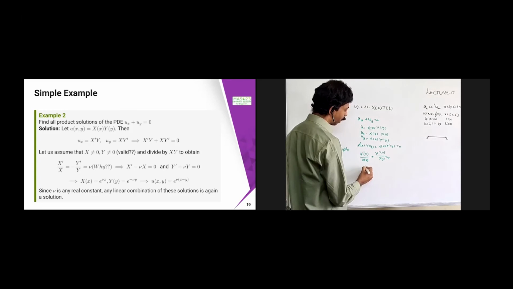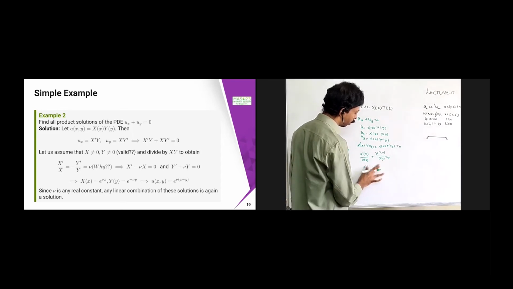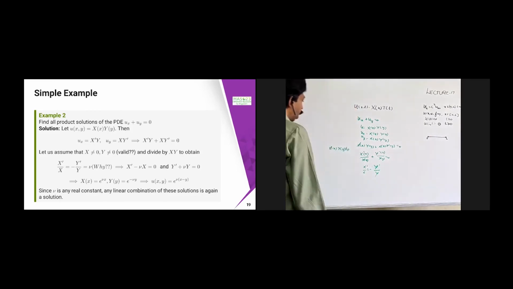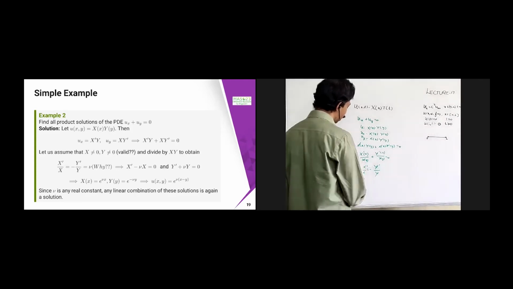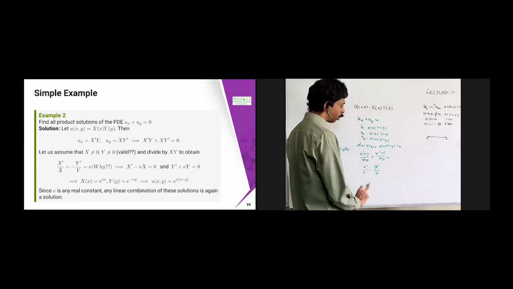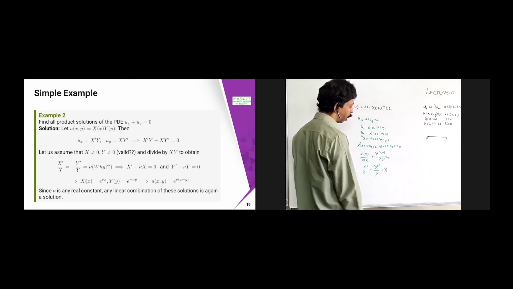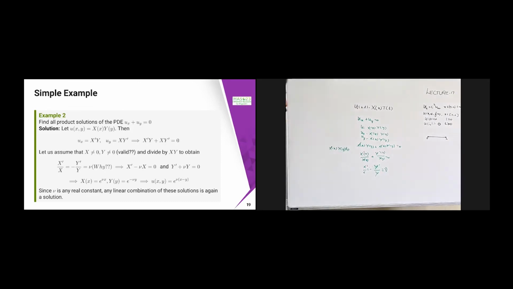So I can write this comfortably as x dash by x equal to minus y dash by y. Okay, I write it as y dash by y. So I can see that the left hand side is a function of x, and the right hand side is a function of y. Therefore, if both are equal, what you can say is that this is going to be some constant.